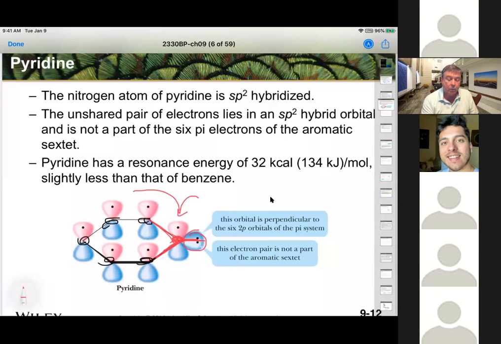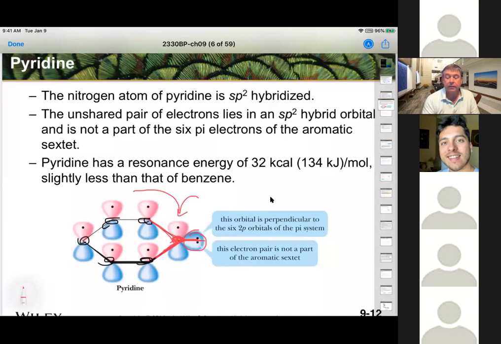So now we have 1, 2, 3, 4, 5, 6 electrons in our p orbitals. So we're flat, we're planar, we're a ring, we have p orbitals, and we have 6 electrons. So pyridine is an aromatic compound.